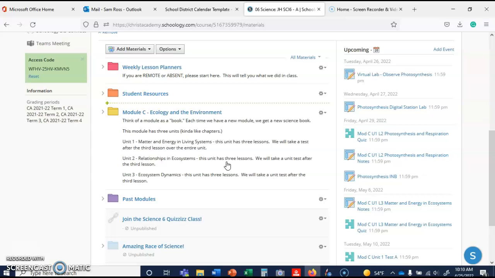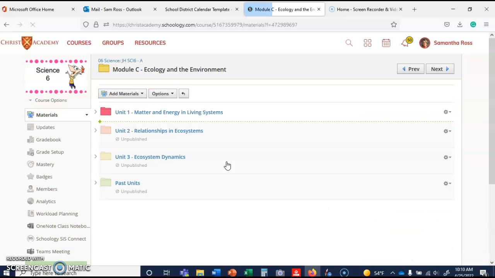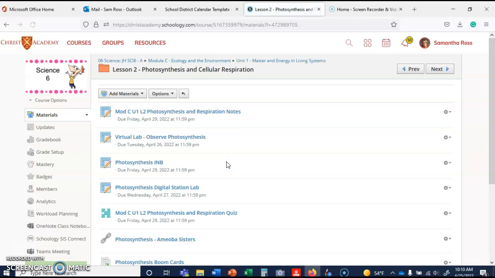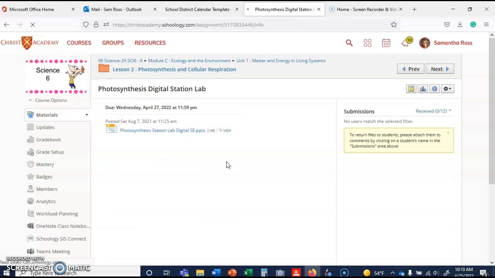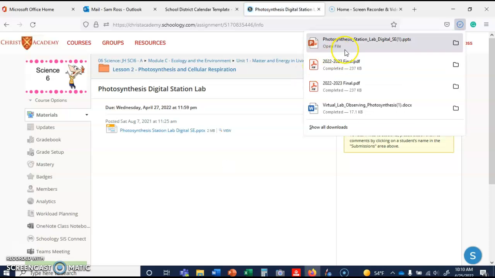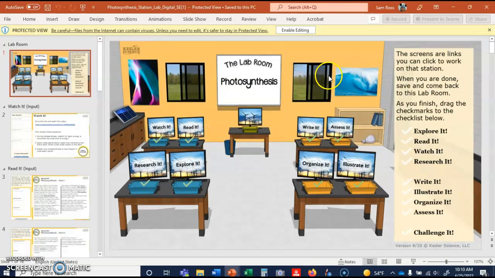We'll go down here, we'll click here, Photosynthesis and Respiration, and then it's the Photosynthesis Digital Station Lab. So let's go ahead and click that. This is a PowerPoint. This is due on Wednesday. Go ahead and open that up so we can take a look at it.